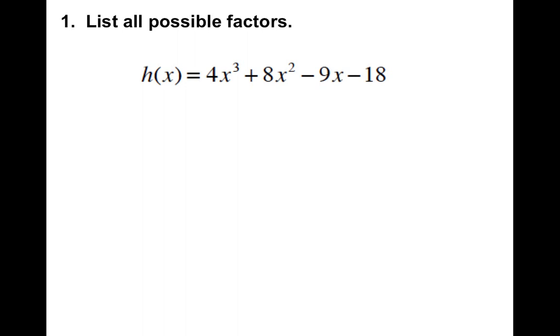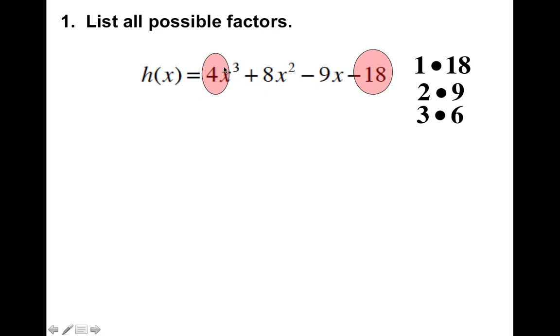Okay, number 1 asks us to list all possible factors for h of x equals 4x cubed plus 8x squared minus 9x minus 18. So using the rational root theorem, we're going to list the factors of our constant 18. So what multiplies to 18? Well, we have 1 times 18, 2 times 9, or 3 times 6. Then we need to list our factors of our leading coefficient 4. So what multiplies to 4? Well, we have 1 times 4 and 2 times 2.